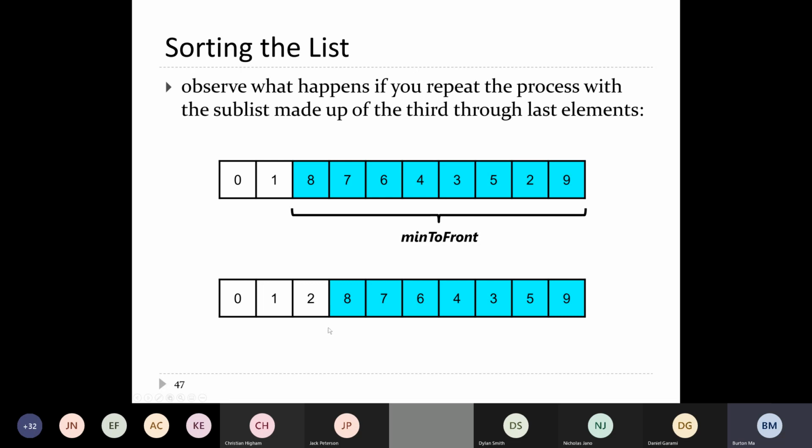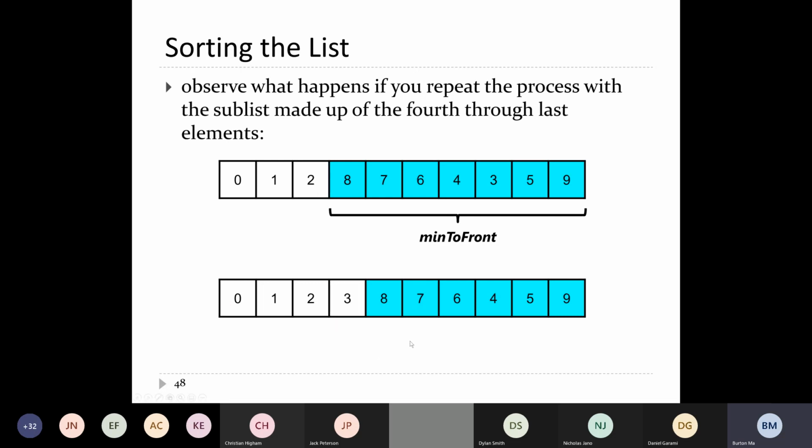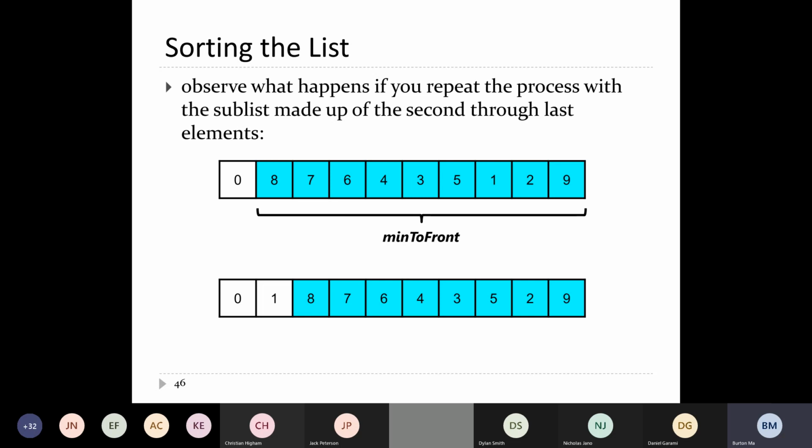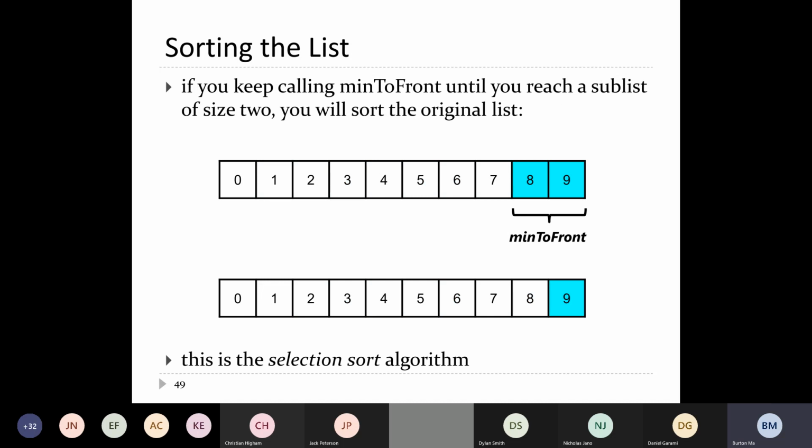So what if I recursively call min to front again, this time ignoring the first 3 elements? Well, now the 3's there. And if you keep on going, you end up with a sorted list. That's selection sort done recursively. So all you do is keep on calling min to front, and you shorten the list by 1 every time. Move the smallest element to the front, I get the 0. Now move the smallest element in the rest of the list to the front of the rest of the list. You just keep on repeating, and that gives you a sorted list. So that's selection sort implemented recursively.